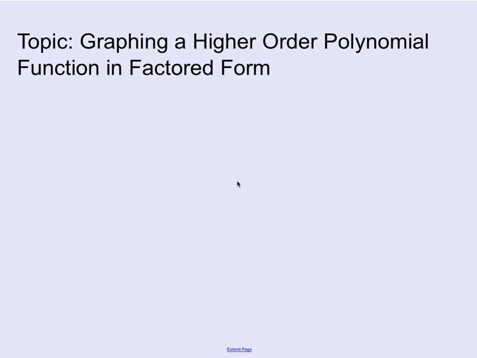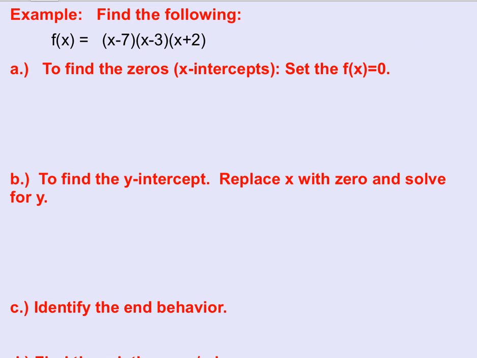We're going to graph a higher order polynomial function in factored form. So here's our example. We have a function f of x equals the quantity x minus 7, x minus 3, and then x plus 2. First thing we'll do is we'll go ahead and find the zeros of the functions, which are the x-intercepts.